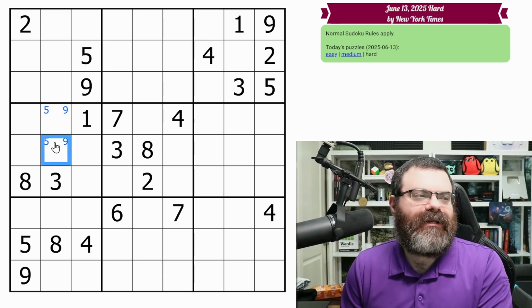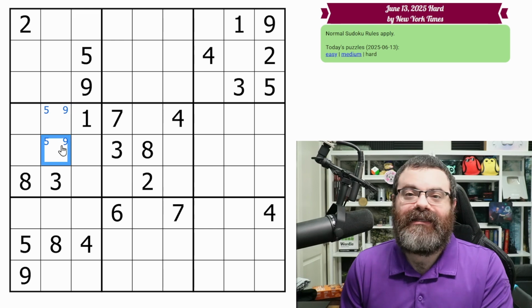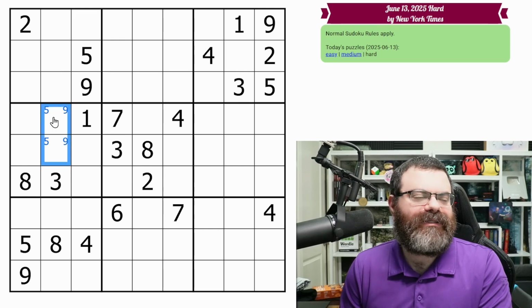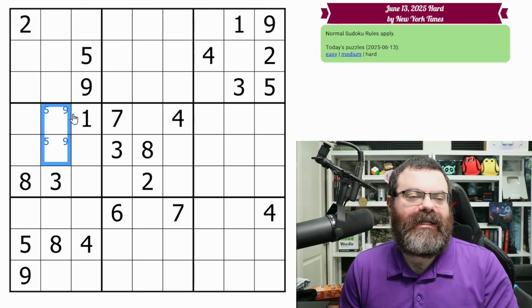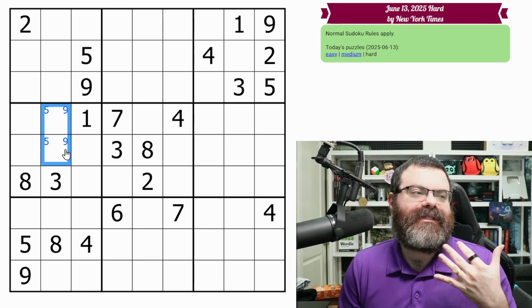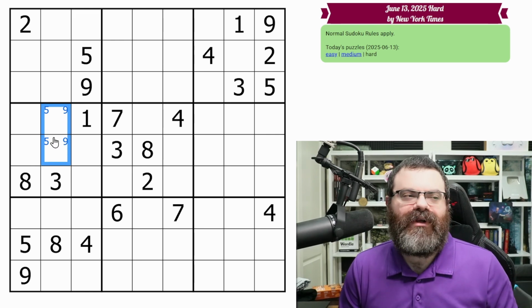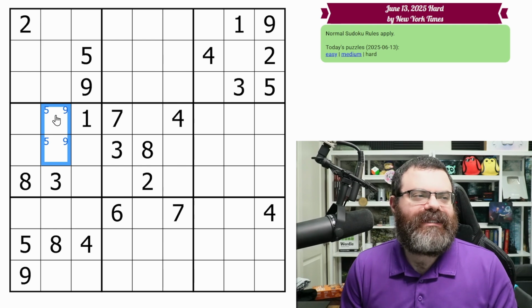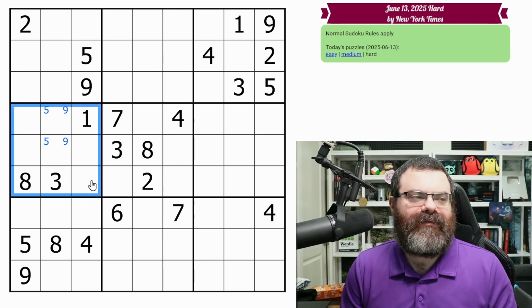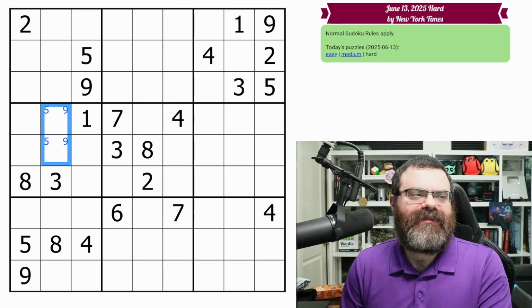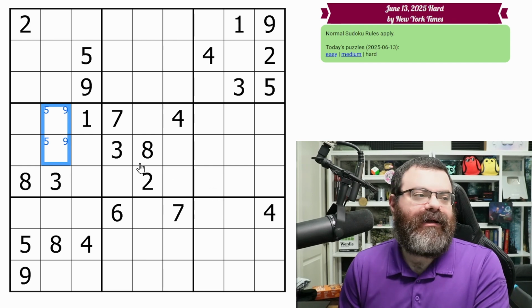What these corner marks mean, the corner mark notation I use, is that within the box, these are the cells that digit can go in. So 5 can go in one of these two. 5 can only go in one of these two cells within the box, and 9 can only go in one of these two cells. And since we know every box needs all of 1 through 9, we know that one of these cells will be occupied by a 5, and one of these will be occupied by a 9 because of the box's needs.